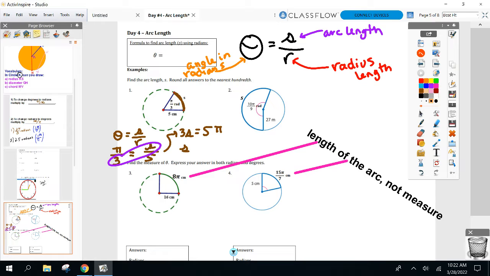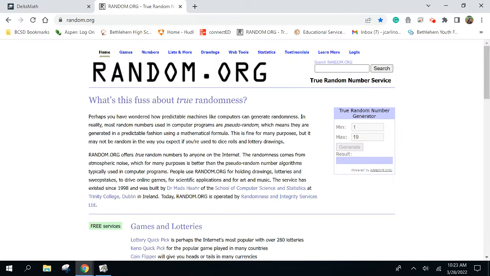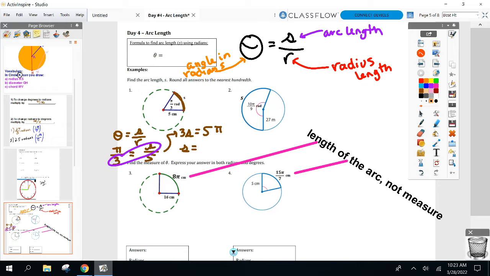Divide each side by 3, and I gave you rounding directions, everybody. Rounding directions, it says to the nearest hundredth. Nearest hundredth when you get it. 5.24. Yep, 5.24 centimeters, the length of the arc.